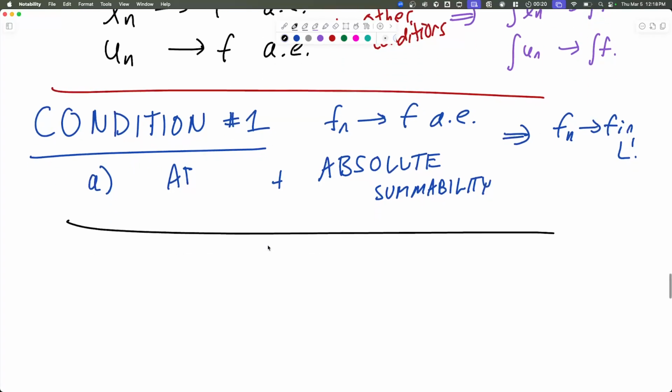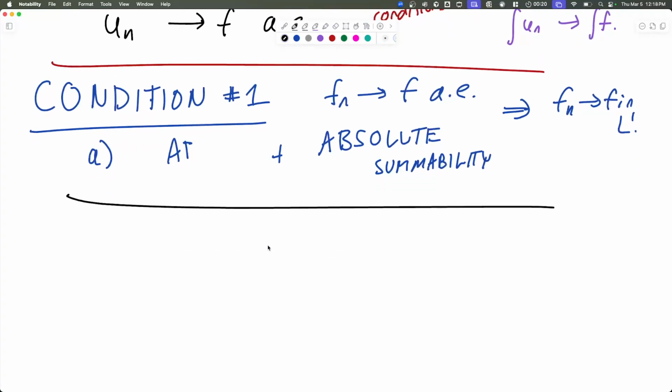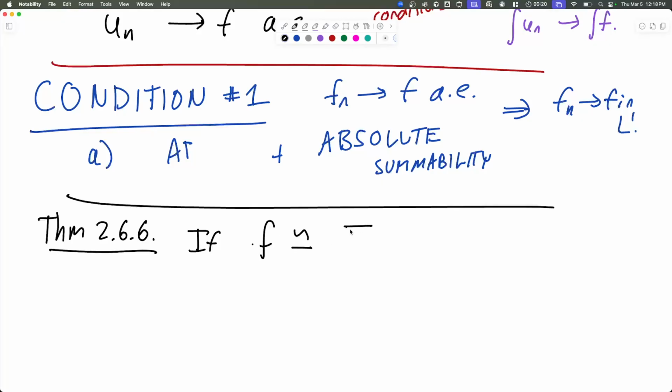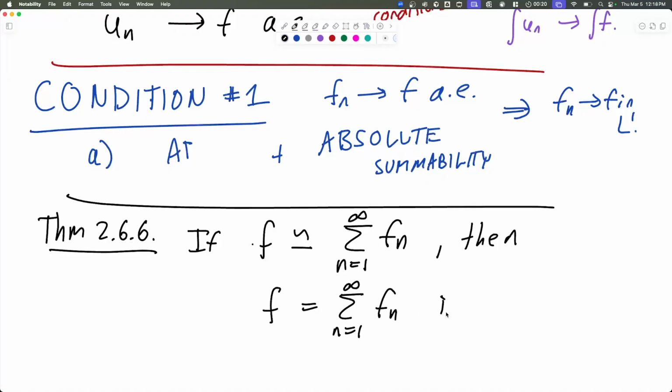Okay, yeah. So we're gonna build up to this theorem, but I'm gonna start with theorem 2.6.6, which says that if F is sim equals to the sum from n equals 1 to infinity of the Fn, then F equals the sum from n equals 1 to infinity of Fn in L1 of R.